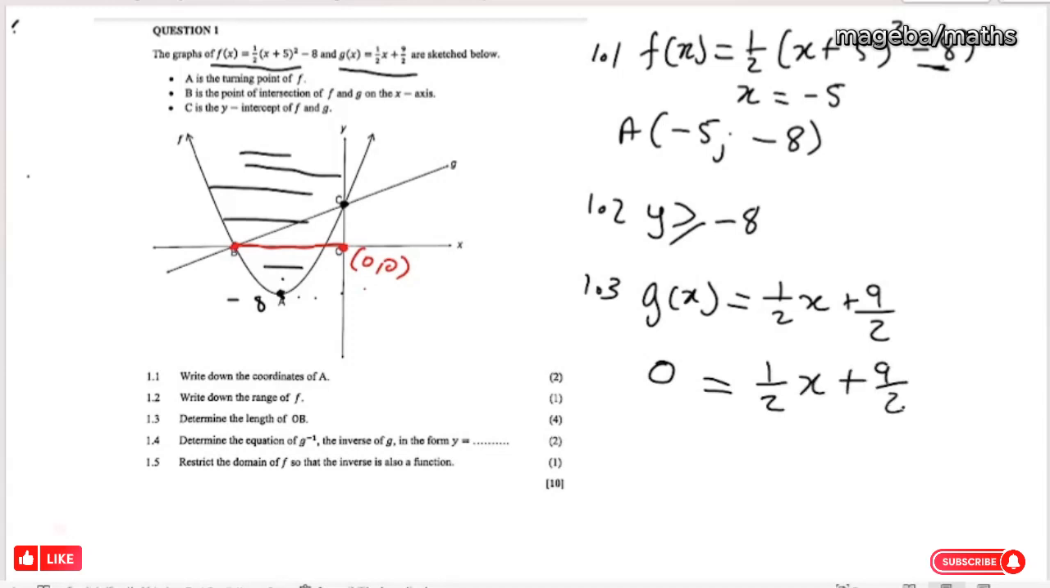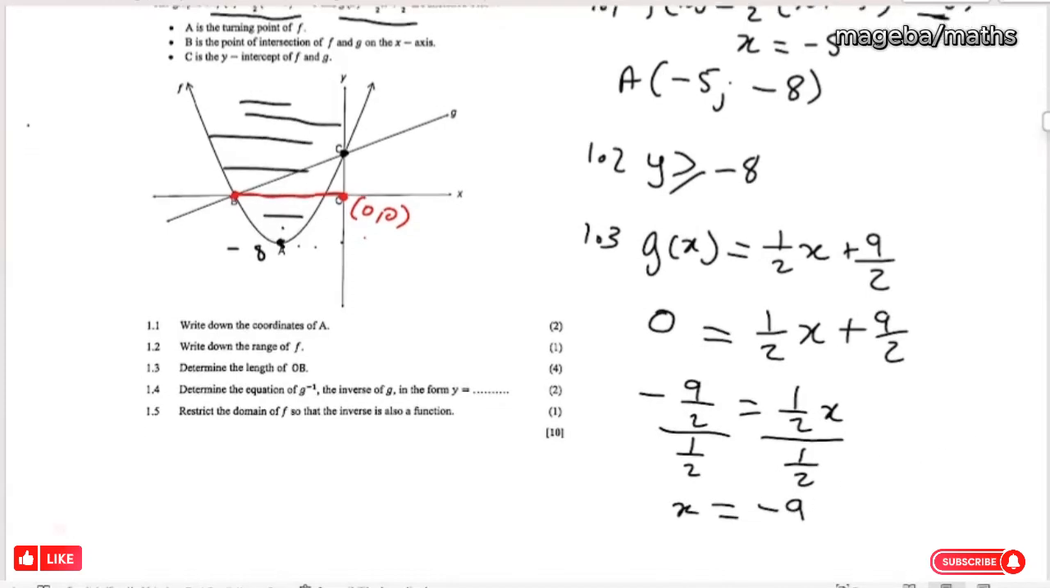And then take this to the other side. It's going to be negative 9 over 2 is equal to 1 over 2 x. Remember, looking for x, so you're going to divide by 1 over 2, and then my x is going to be negative 9. Now remember, the length can't be negative. The length is not negative. So OB is positive 9 units. Distance is not negative.